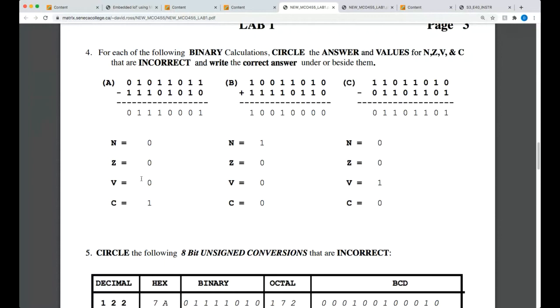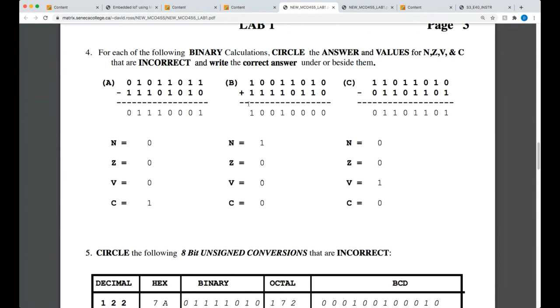But what we're going to see here is that if we treat this as a negative, and we're adding a negative, we get a negative. So that means V should be 0, which is true. I've got a negative plus a negative giving me a negative. So V equals 0 means not a signed overflow.